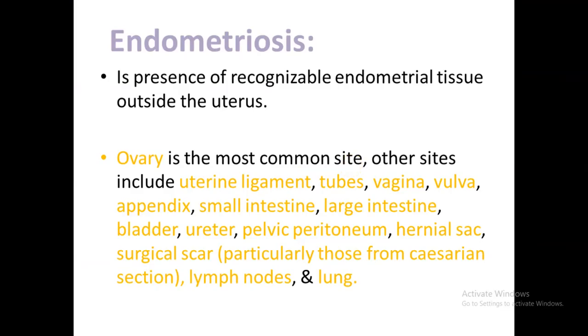Now, endometriosis. Endometriosis is the presence of endometrial tissue outside the uterus. The most common site of endometriosis is the ovary. Other sites include uterine ligaments, tubes, vagina, vulva, appendix, small intestine, large intestine, urinary bladder, ureter, pelvic peritoneum, hernial sac, surgical scar, particularly scar of previous cesarean section, lymph nodes, and lung.